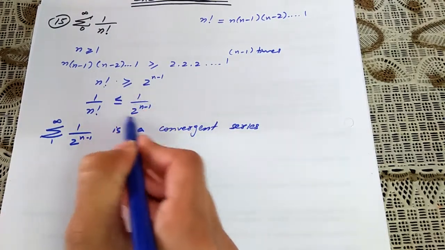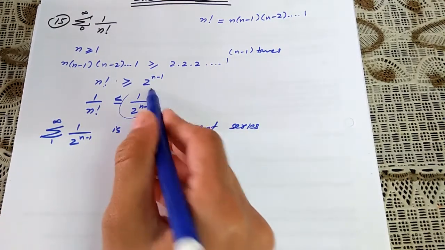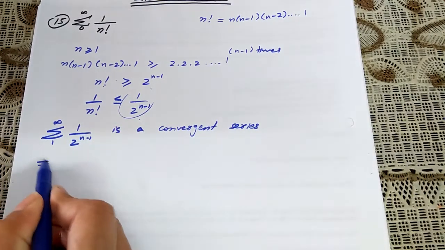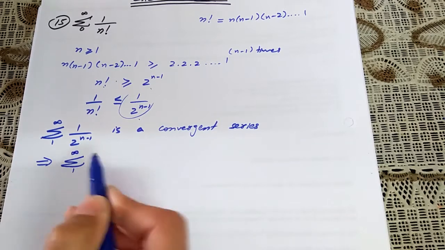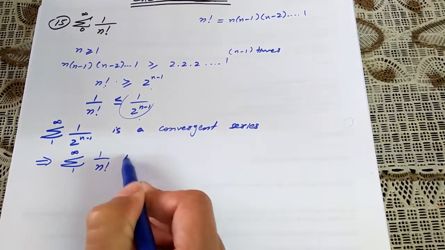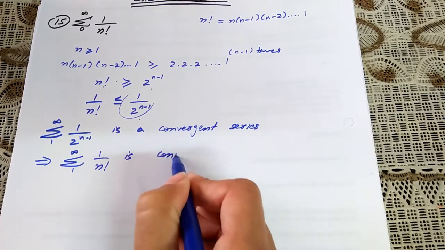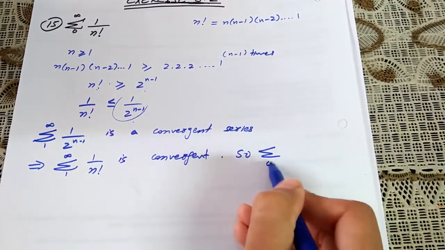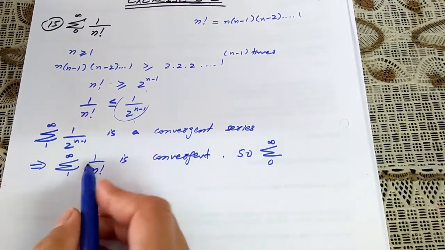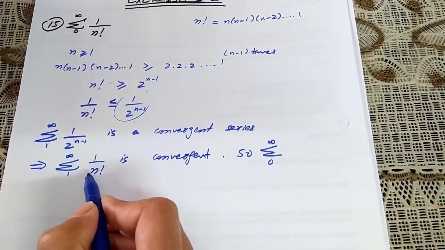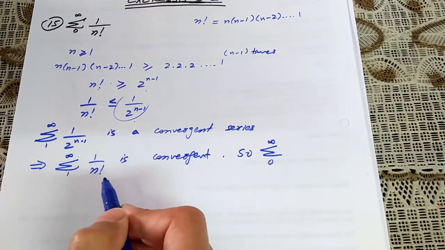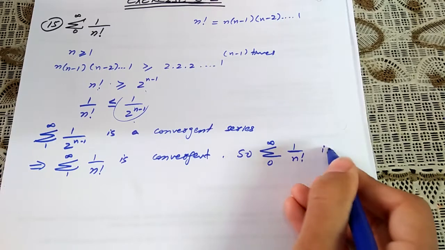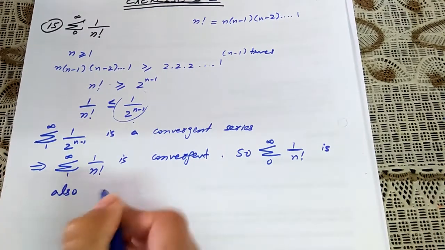Since it is convergent, this is our Bn. Since this Bn is convergent, it means our An is also convergent. This implies that summation 1 to infinity 1 over n factorial is convergent by comparison test. Now for summation 0 to infinity, you know that if we add or subtract some terms in a series, it will not alter its convergence or divergence. So summation 0 to infinity 1 over n factorial is also a convergent series.